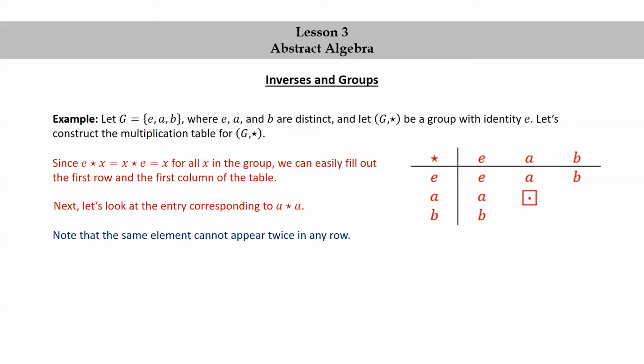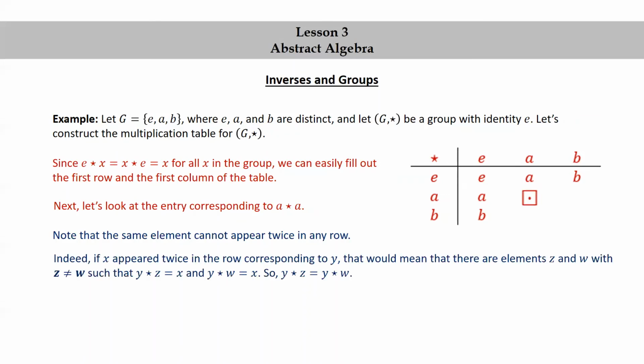You don't have to sit and struggle with this explanation if you don't want to, but I'm going to provide it for completeness. So indeed, if X appeared twice in the row corresponding to Y, that would mean that there are elements Z and W with Z not equal to W, such that X star Z is equal to X and Y star W is equal to X. So Y star Z is equal to Y star W.